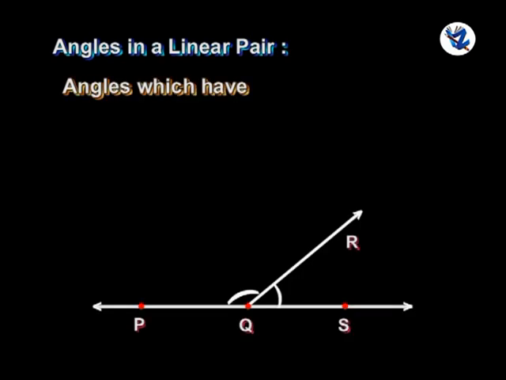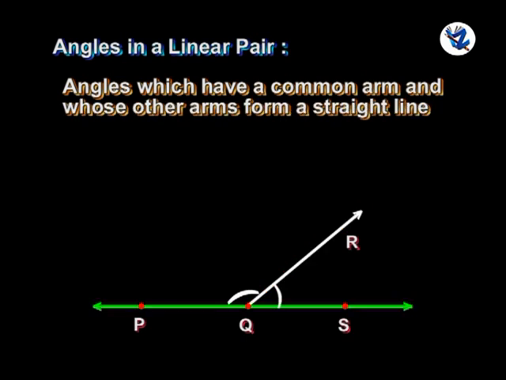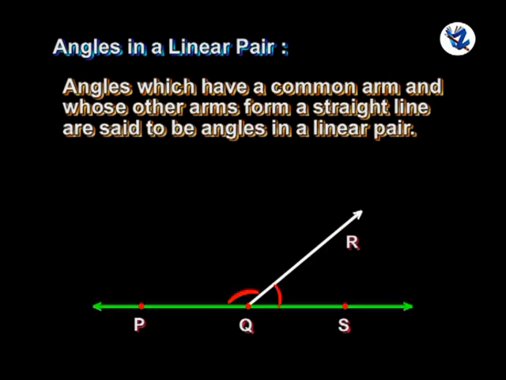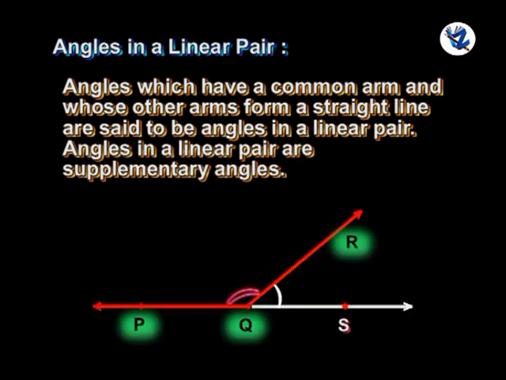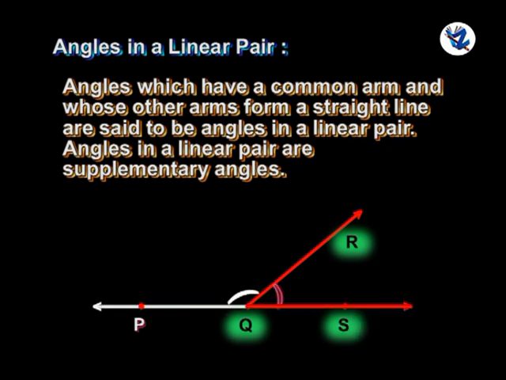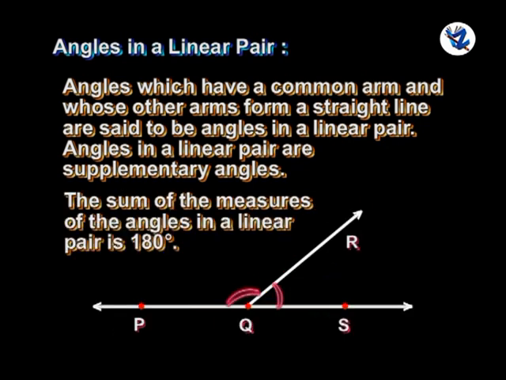Angles in a linear pair. Angles which have a common arm and whose other arms form a straight line are said to be angles in a linear pair. Angles in a linear pair are supplementary angles because the sum of the measures of the angles in a linear pair is 180 degrees.